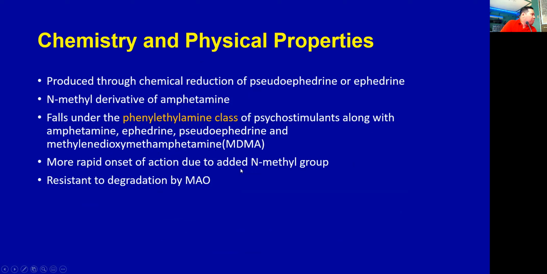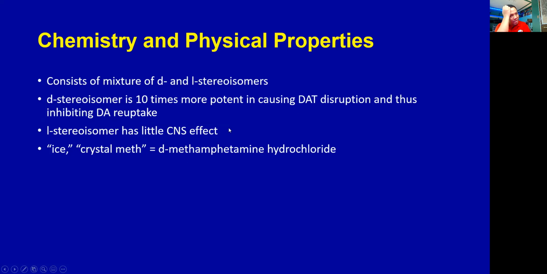It has a more rapid onset of action due to the added N-methyl group, and it's resistant to degradation by monoamine oxidases, or MAO. It consists of a mixture of D and L stereoisomers, but the D stereoisomer is 10 times more potent in causing dopamine transporter disruption and thus inhibiting dopamine reuptake. The net effect is increased dopamine in the synaptic cleft, therefore producing more euphoria, and it can cause psychosis. The L stereoisomer has little CNS effect. So what we call crystal meth or shabu is chemically D-methamphetamine hydrochloride.